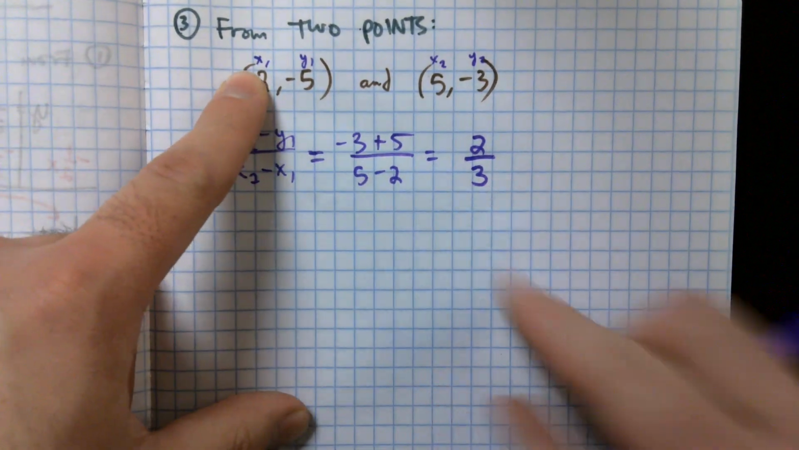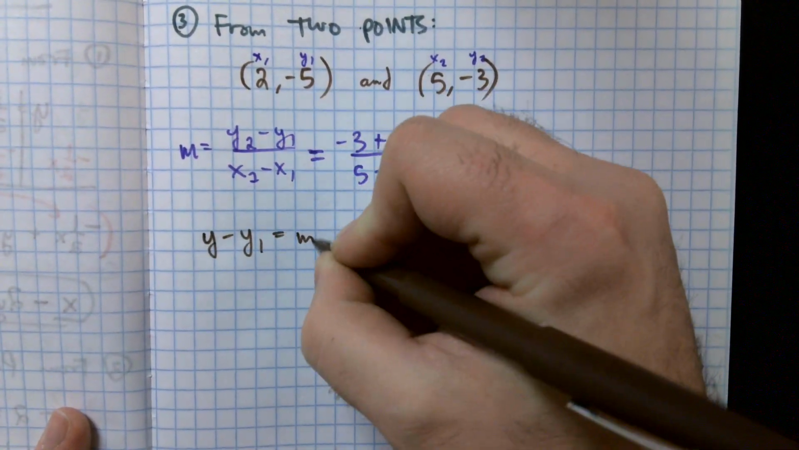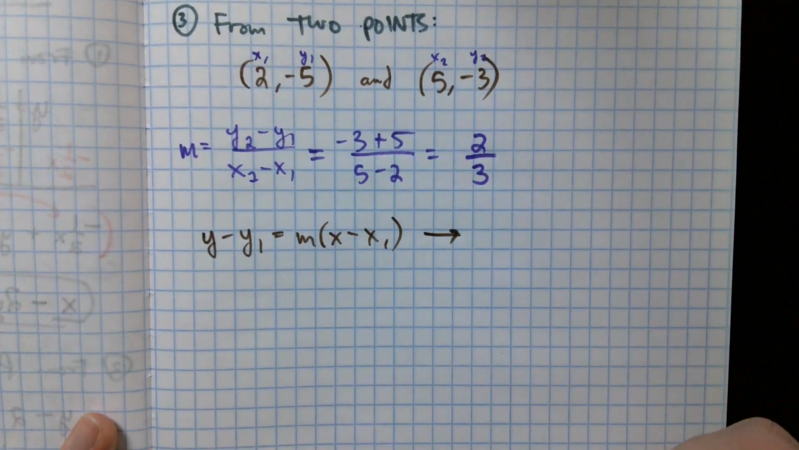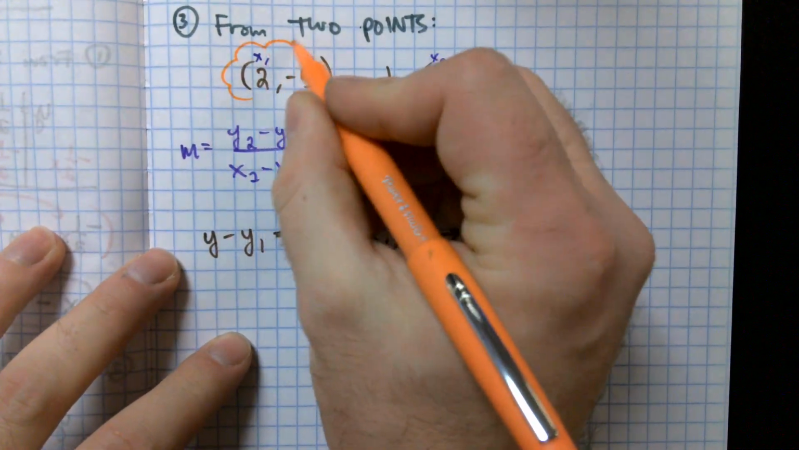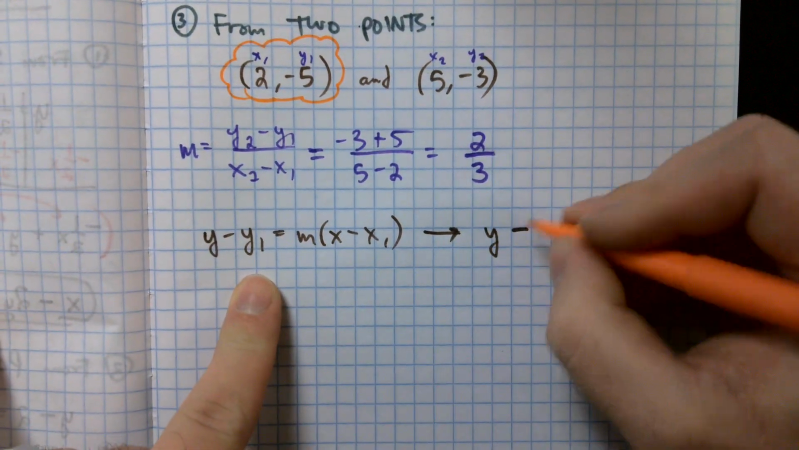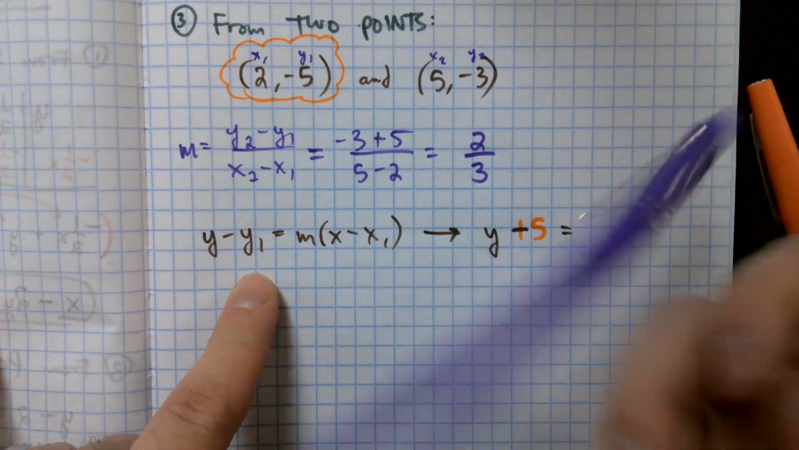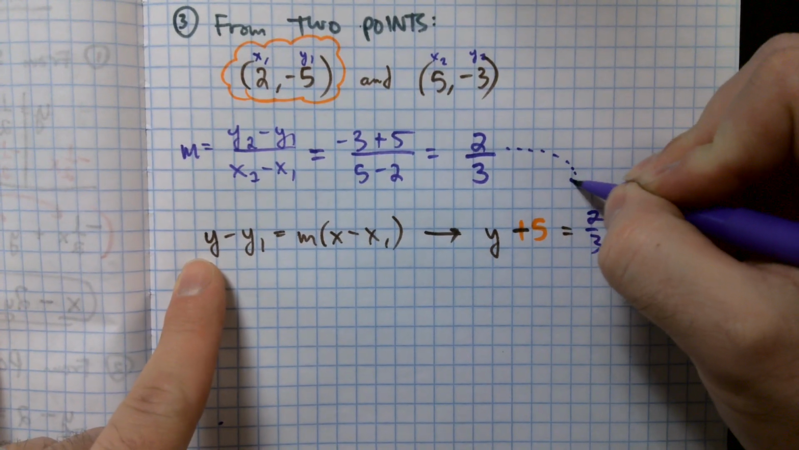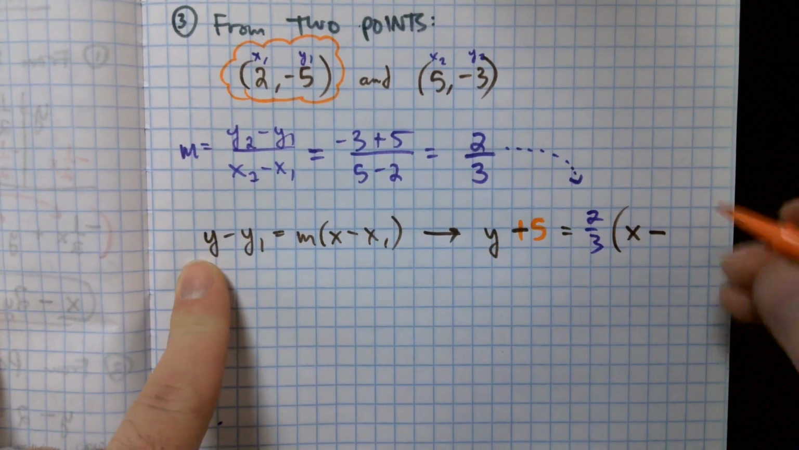I've got a slope, I've got a point. Let's put it in point slope. So y minus y1 equals m times x minus x1 turns into, which point are we going to use? First one? Yeah. Sure. Let's use this first one. It's already labeled x1 and y1, so that helps. Y minus 5 equals m times the quantity of x minus x1.